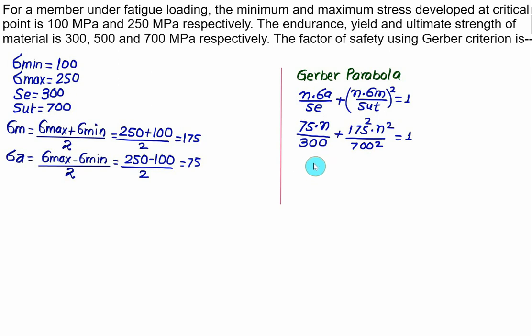So we develop a quadratic equation here. By dividing by 300 and 700 squared, you will get the constant: 0.0625 times n squared plus 0.25 times n is equal to 1. Now in this quadratic equation, you have to select the positive root, and you will get the factor of safety equal to 2.47.